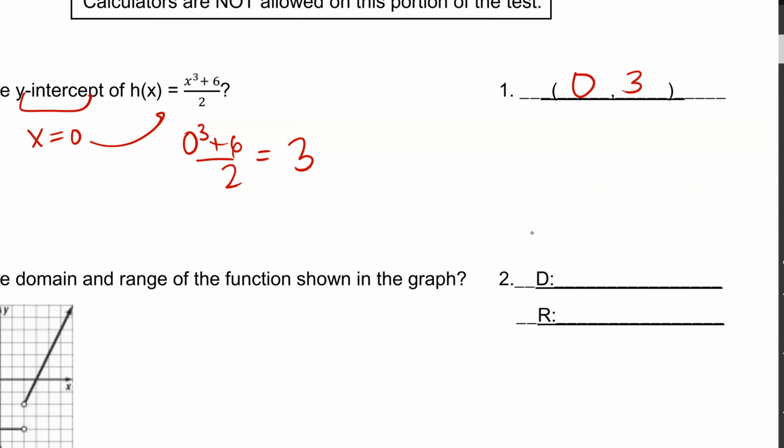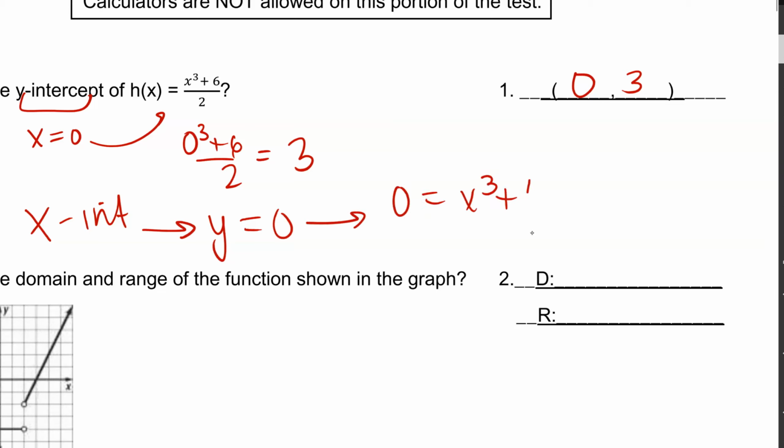What if I wanted the x-intercepts? You set y equal to 0. So I would say 0 equals x cubed plus 6 all over 2. How would you get this by itself? Yeah, I could multiply both sides by 2. So 0 times 2 is 0. So I have 0 equals x cubed plus 6, subtract 6. So it'd be the cube root of negative 6. There'd only be one intercept.